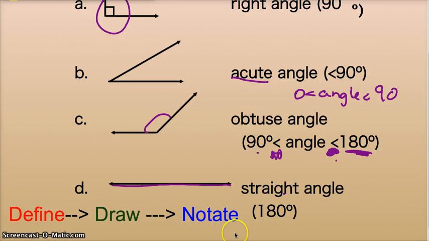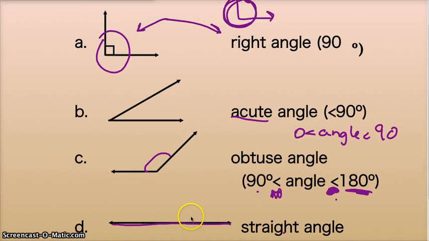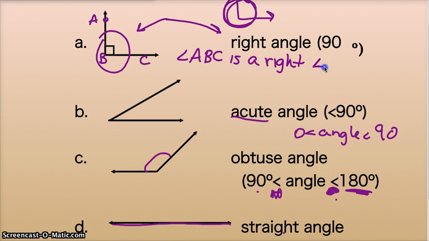When we talk about notating, there's no special notation. So if I were to call this angle ABC, your notation would just be to say that angle ABC is a right angle. There's no special symbol. This symbol right here is a shortcut for any angle. I could do the same thing here. Let's call it different letters: D, E, F. And I could say angle DEF is an acute angle.